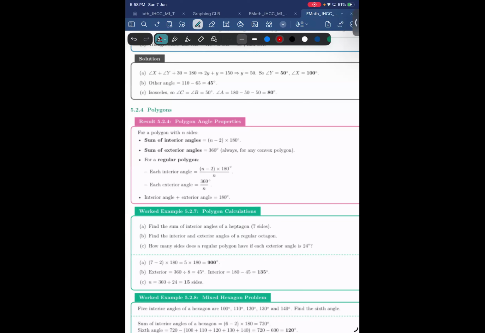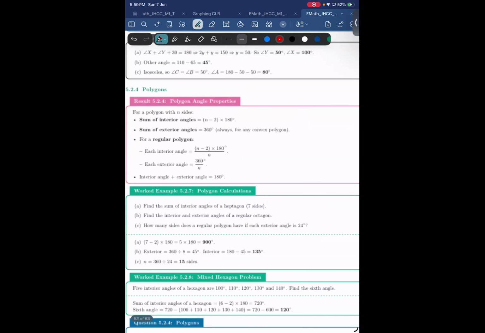So for a regular polygon, the sum of interior angles is n minus 2 times 180 degrees. So each interior angle is that divided by how many sides there are: n minus 2 times 180 degrees divided by n. Each exterior angle is the total exterior angle, 360 degrees, divided by n. And your interior plus exterior will be 180 degrees, by angles on a straight line.